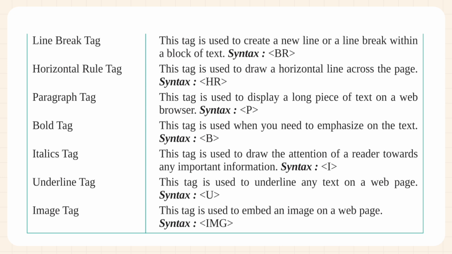Syntax: <hr>. Paragraph tag: this tag is used to display a long piece of text on a web browser. Syntax: <p>. Bold tag: this tag is used when you need to emphasize the text. Syntax: <b>. Italics tag: this tag is used to draw the attention of a reader towards any important information. Syntax: <i>. Underline tag: this tag is used to underline any text on a web page. Syntax: <u>. Image tag: this tag is used to embed an image on a web page. Syntax: <img>.